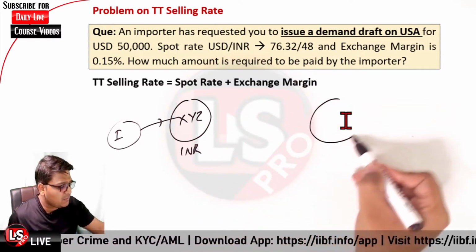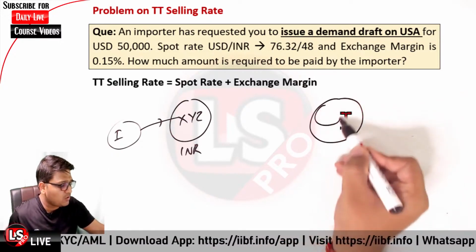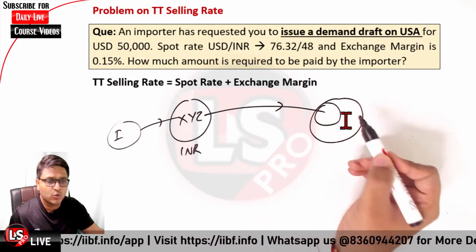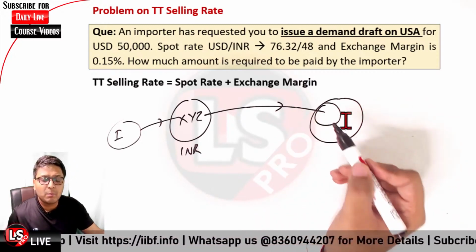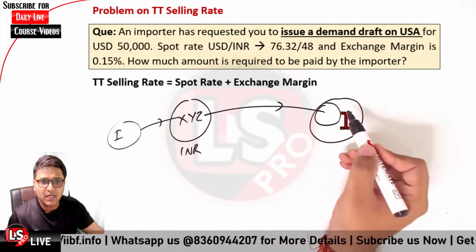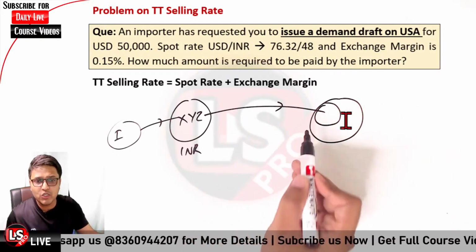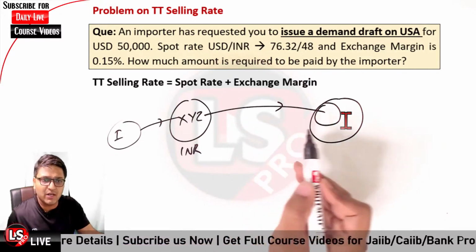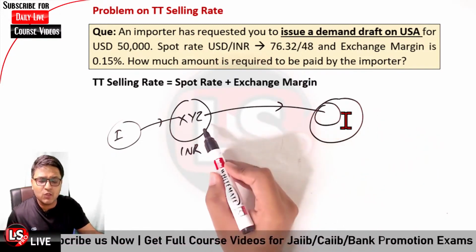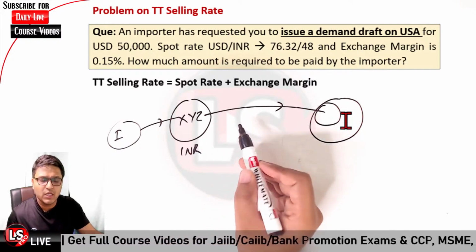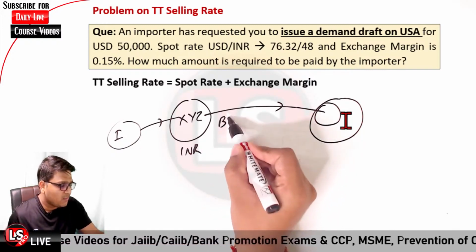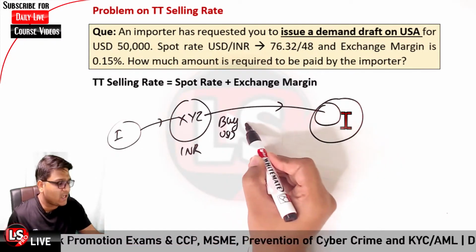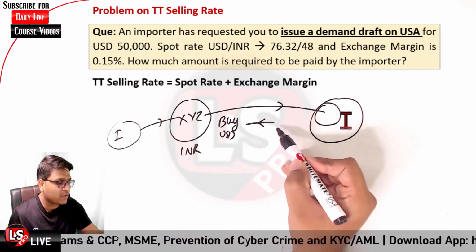So XYZ bank will be contacting its counterpart, that is a correspondent bank where it is maintaining its nostro account, so as to purchase the USDs from the market. So the scenario is that if you want to issue a demand draft in foreign currency, let us say in USD, in that case, first of all, you have to buy the USDs. So over here, the bank wants to buy the USD from the market. And at what cost would those be bought? Those would be bought at the selling rate.